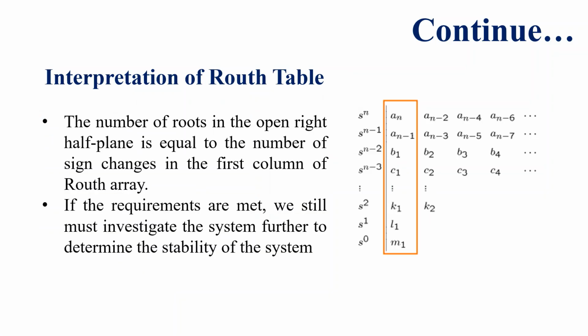unstable. Now if we talk about the stability conditions of the Routh Hurwitz criteria, then the number of roots in the open right half plane is equal to the number of sign changes in the first column of the Routh array. As we can see in the Routh table on the slide, if any sign change occurs in the first column of the Routh table, then our poles move towards the right half plane. If the requirements are met, we still must investigate the system further to determine the stability of the system.